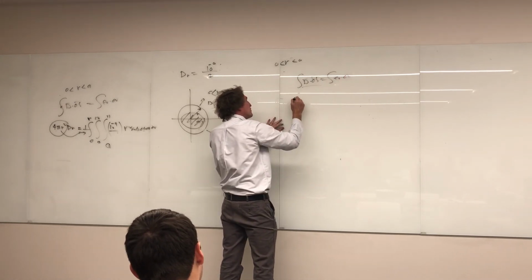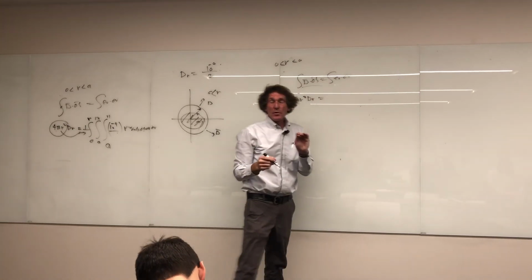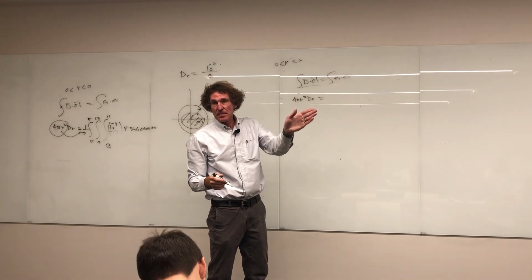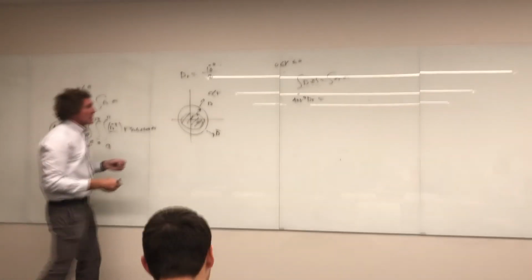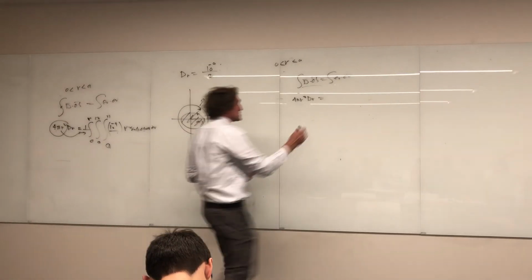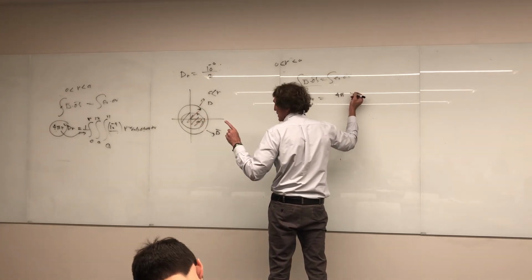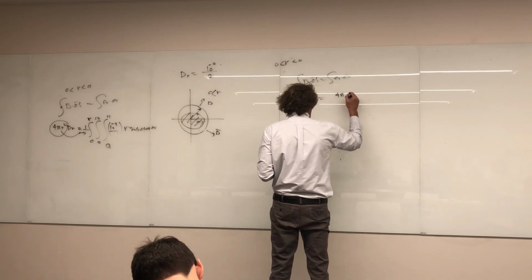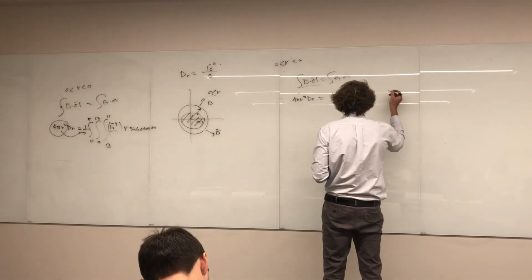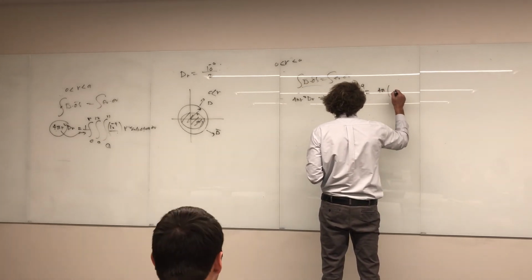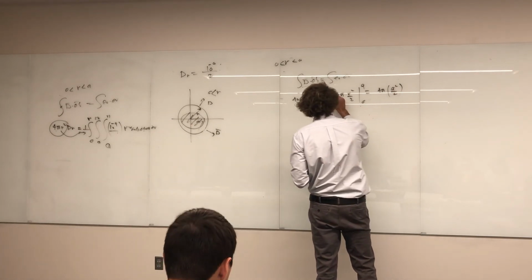Well, this is still 4 pi r squared D_r. But on this side, now we only integrate out to a. Correct, class? So when you integrate out to a, you're going to end up with 4 pi, and then r squared over 2 evaluated from 0 to a. That's going to be 4 pi a squared over 2 times 10 to the minus ninth.